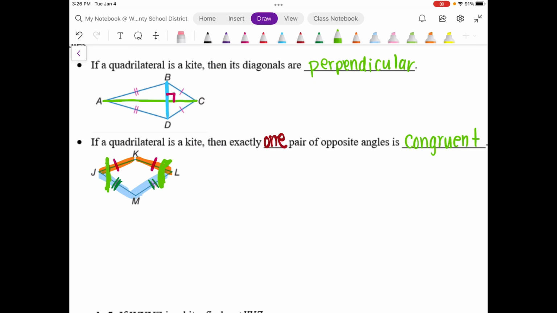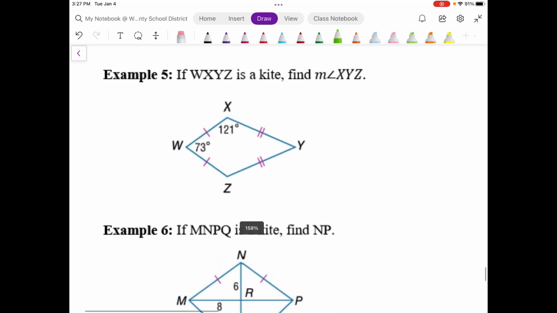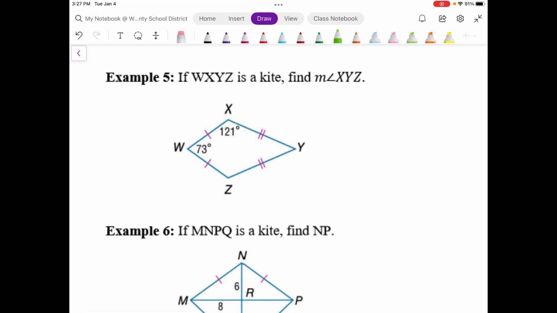Hopefully that helps you remember that those are the congruent angles, because sometimes it's going to be a little bit more complicated to see which ones are congruent to each other. So just remember that they are sandwiched between the pairs of congruent sides. Here's a good example of that, example 5. If this is a kite, I want you to try to find angle XYZ. So XYZ is here.